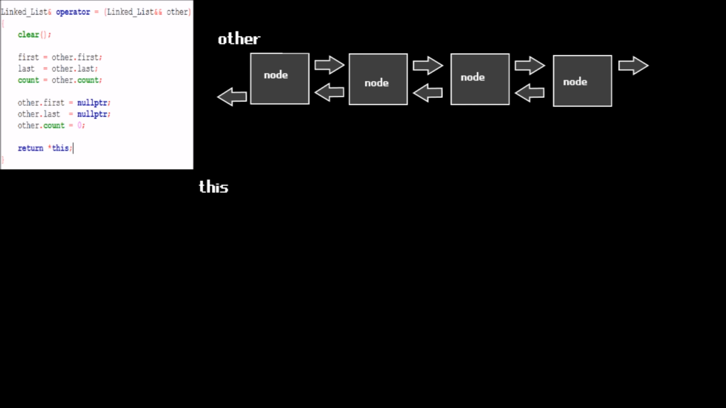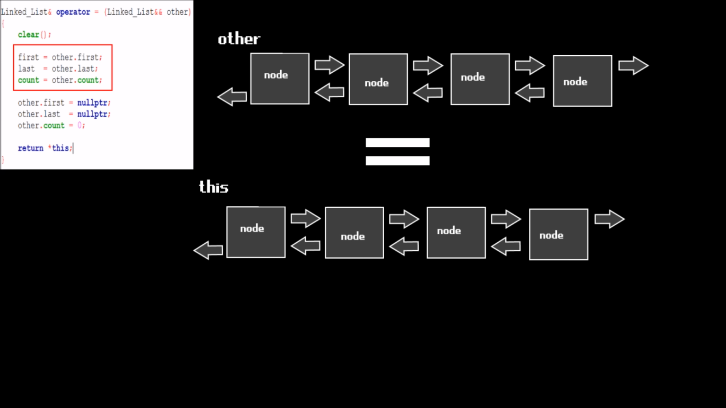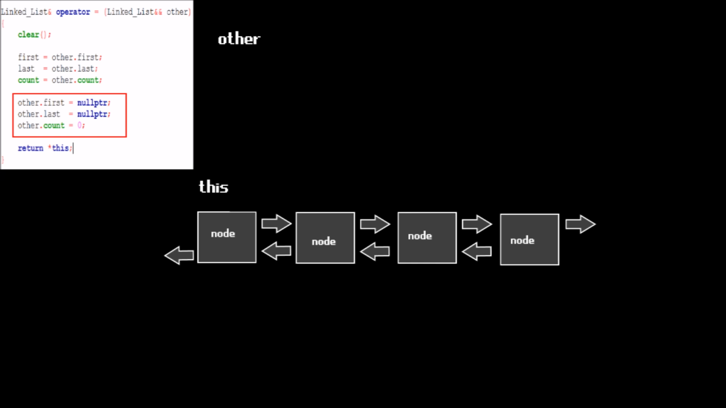So what we just did there was fairly simple. The first thing we did is essentially make them share the same nodes, and then we destroyed the other linked list. In other words, we transferred the resources without copying them, which of course is a lot more efficient than calling the copy assignment operator.